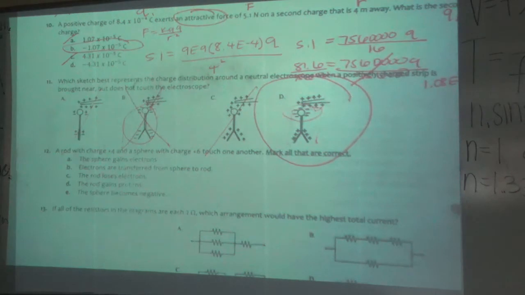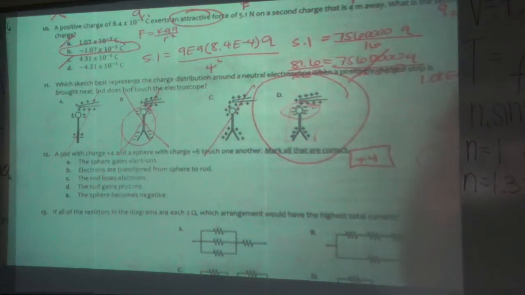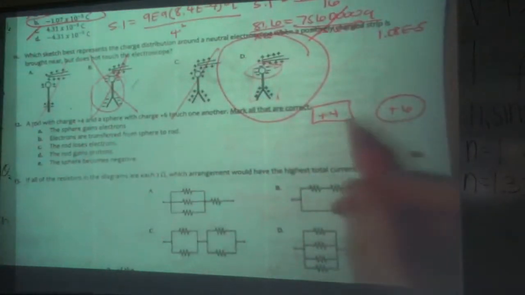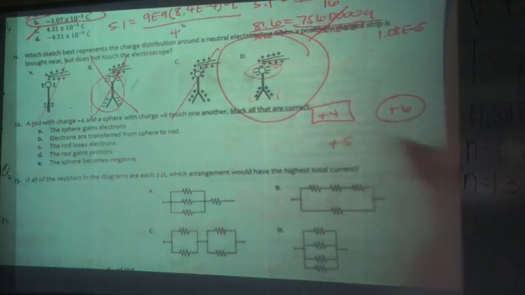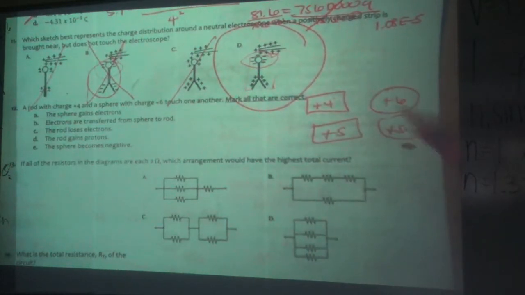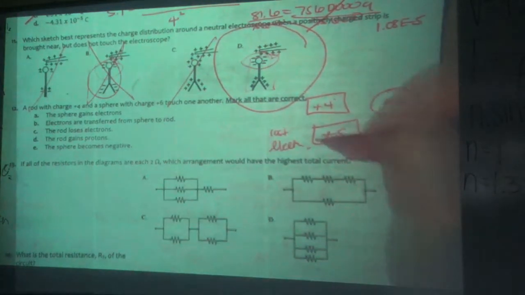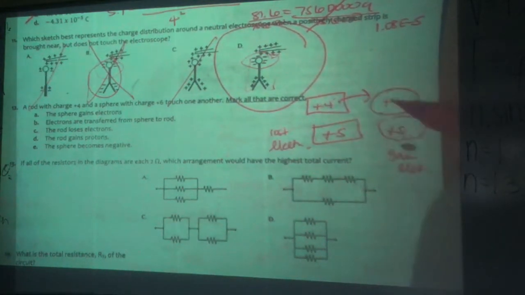A rod with a charge of +4 and a sphere of +6. So this is my rod, this is my sphere. Touch one another, mark all that are correct. Well, that's a total of 10, so when they touch, that'll be 5 and 5 each. So they both started positive and they're still positive, but there was some transfer. So this one became more positive, and this one became less positive, so that means this one gained electrons and this one lost electrons. Because at first this was +6, but now it must have gotten an electron to balance out to only be +5 now. So if this one loses and this one gains, it's going from the rod to the sphere.